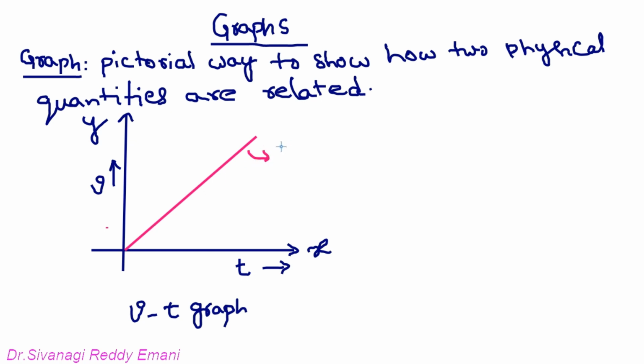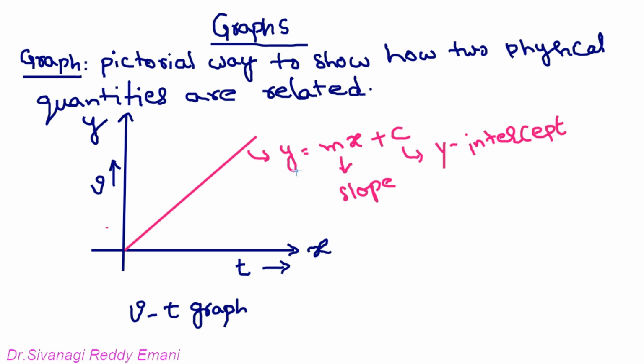The nature of the graph is y = mx + c. m is the slope, c is the y-intercept. But in the present scenario, the y-intercept is 0, so the graph is simply y = mx. If we want to calculate the slope of the graph, we will select a point on the x-axis, this is x1, then we will draw x2, and draw lines from x1 and x2. This is y1, y2.